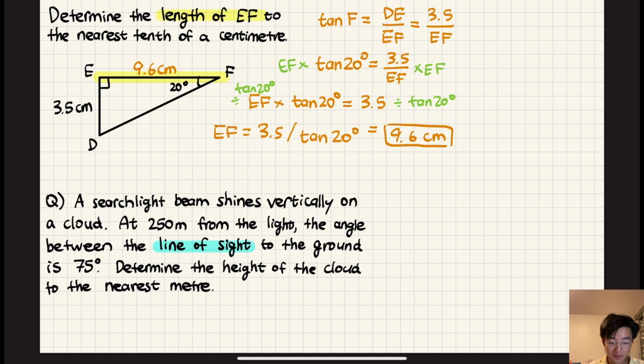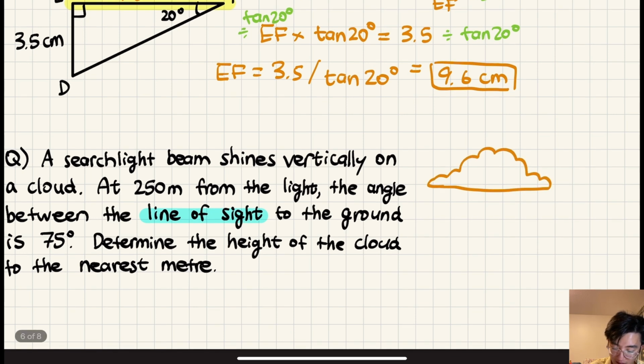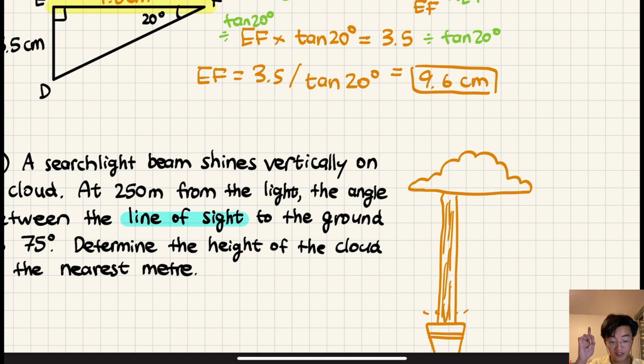Alright, so now let's do a word problem here. A searchlight beam shines vertically on a cloud. Let's draw a nice cloud here. We have a searchlight at the very bottom, so something like that. So this light is shining directly into the cloud.